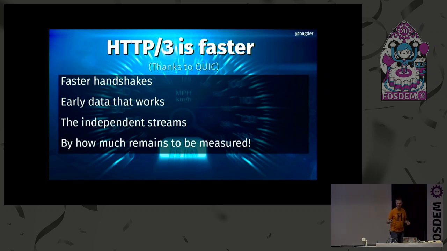I won't show you any numbers because we're still in early days. It hasn't been shipped. The protocol isn't done. There is no done code, so nobody is actually willing to stick out their necks and say exactly how much faster it'll be or not. So it remains to be seen. Numbers from Google, from Google QUIC days, showed that it can be better, from a little better to much better, depending on your use case and what you're doing.